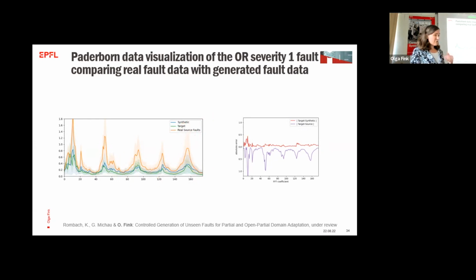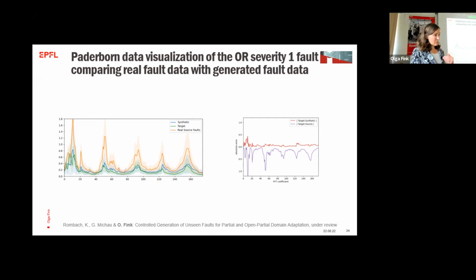And this is really averaged with the distribution. What you see here as the shadow is the average signal of all the signals in the data set for one fold type and one severity. And the synthetic is the blue one. So it seems to follow the generated signal quite nicely.